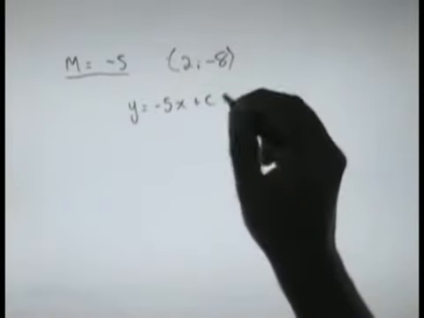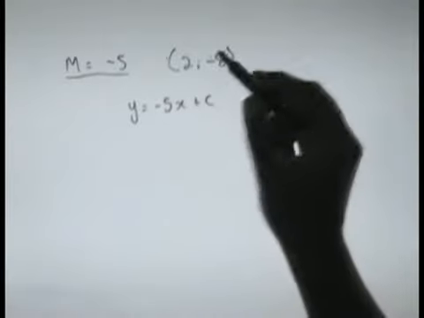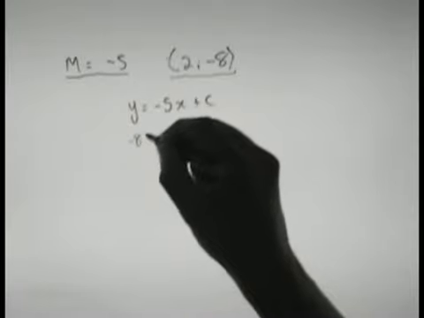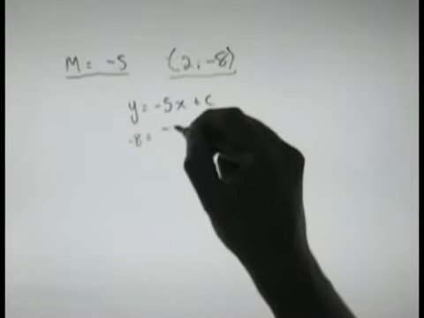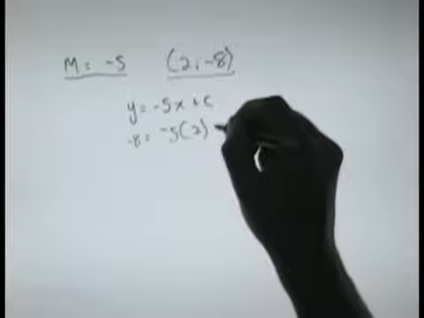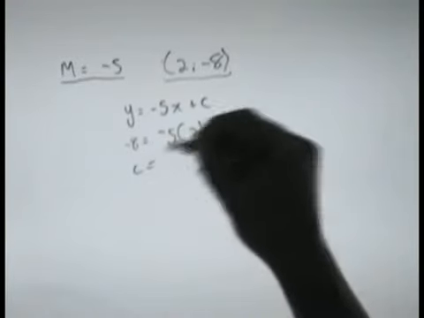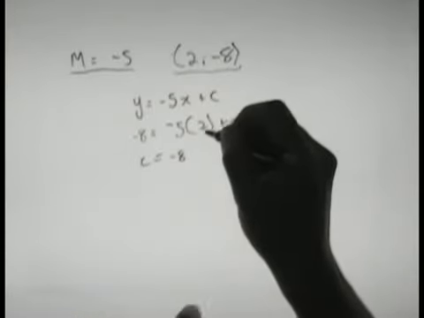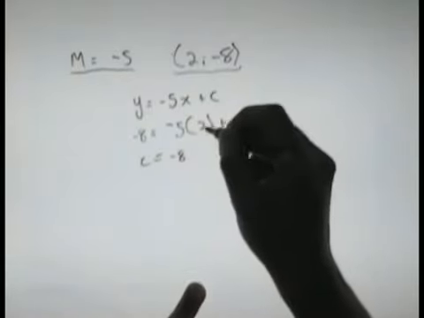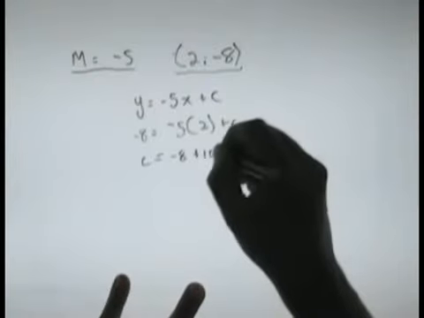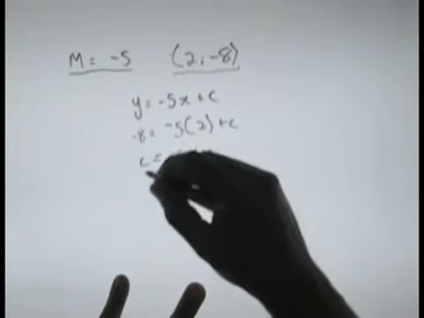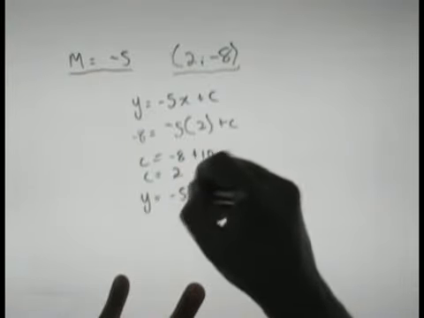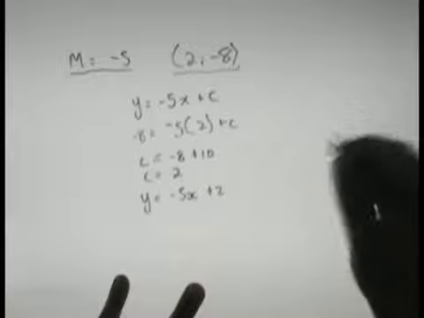To get c, I'm going to substitute any point that I have. I've only got 1 point, so I can only substitute that point in. Minus 8 is equal to negative 5 times 2 plus c, means that c is equal to minus 8. Negative 5 times 2 is negative 10, taken across becomes positive 10. That means that c is equal to positive 2. That means that y is equal to negative 5x plus 2.